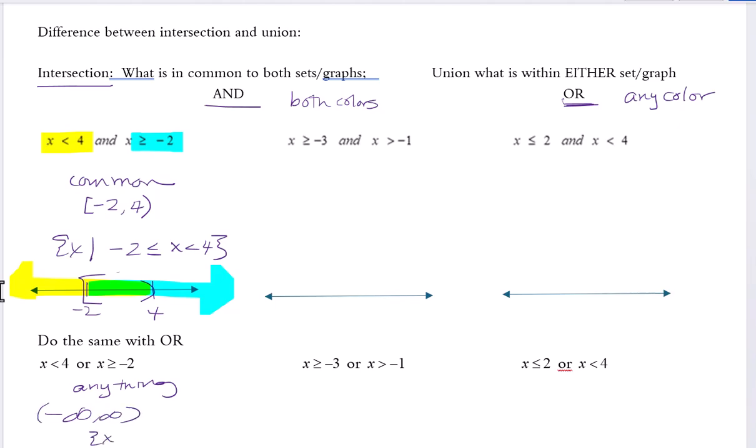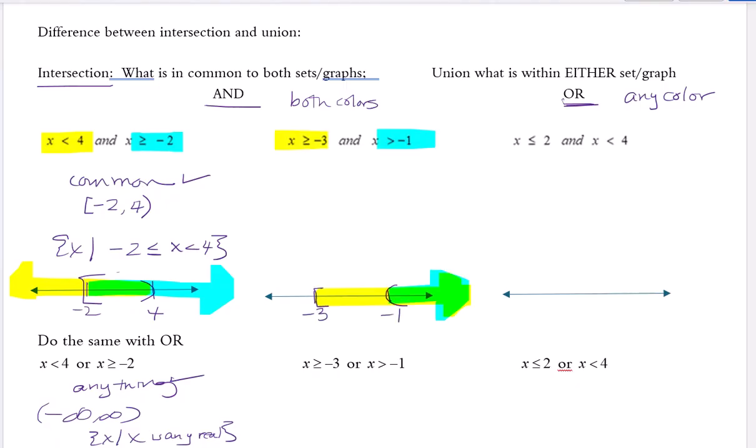Or all x such that x is any number, any real number, part of the number line set, any real, anything like that would do. But again, same two inequalities, but a very different answer based on whether I want what's in common or I want anything with a color. So let's look at the next one. I'm going to pause the video and I'm going to graph both of these on the number line.